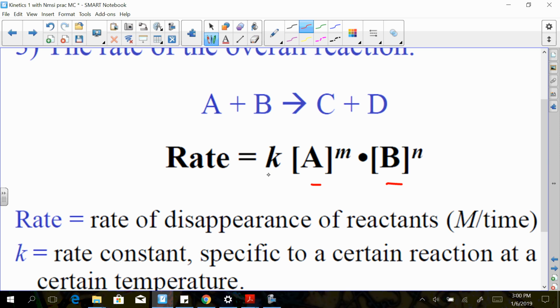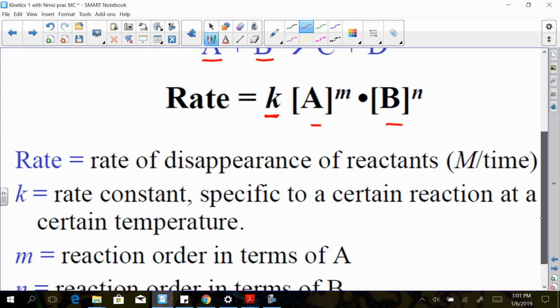Now this is a lowercase k, not the same as the one from the equilibrium, which is known as the rate constant. Similar to the other K, it is specific to temperature. So it is at a certain temperature that you would get that rate constant. You change the temperature, you change your rate constant. But if we look at our two reactants, we have K times the concentration of A raised to some power, and times the concentration of B raised to some power.